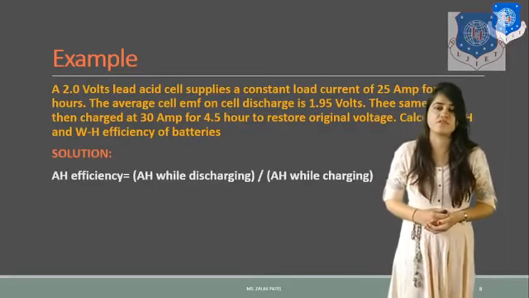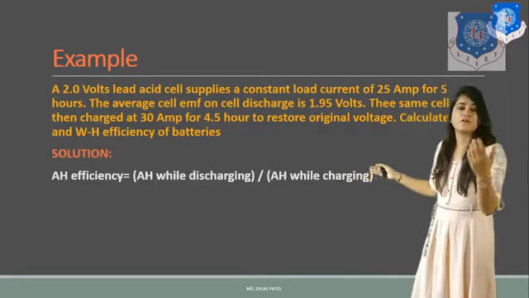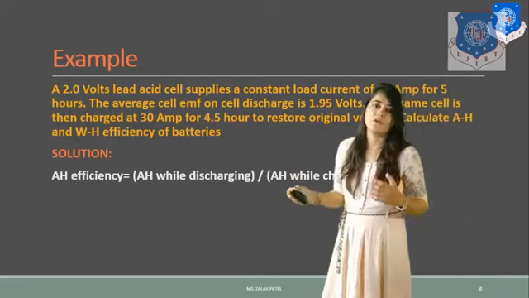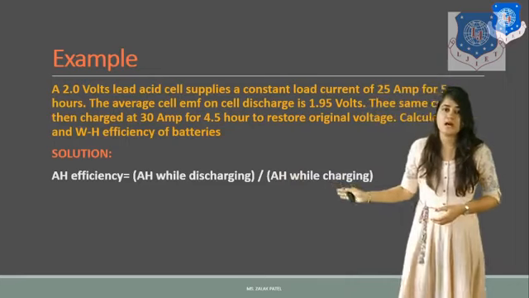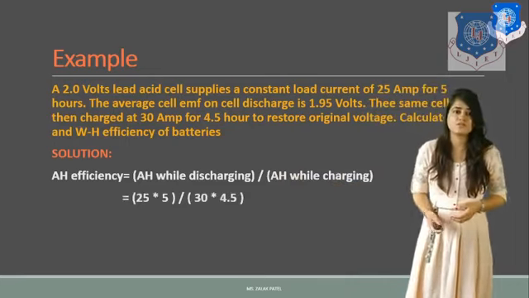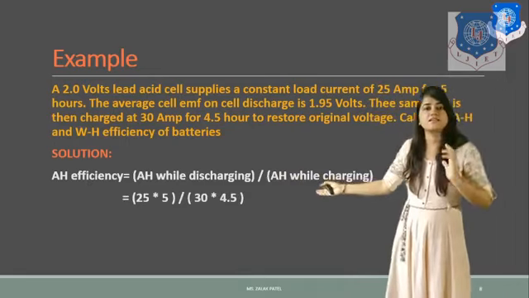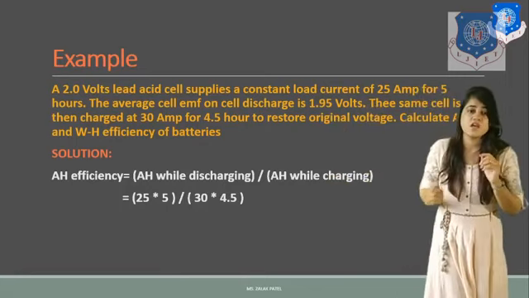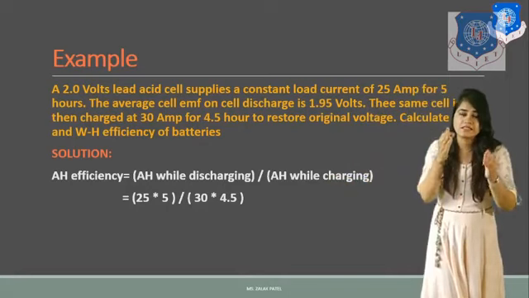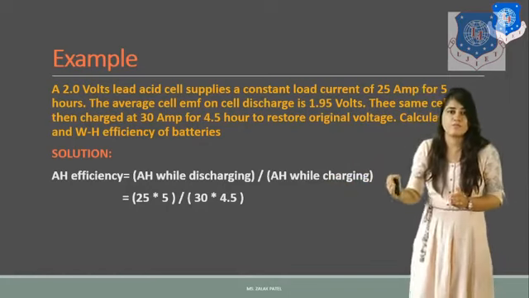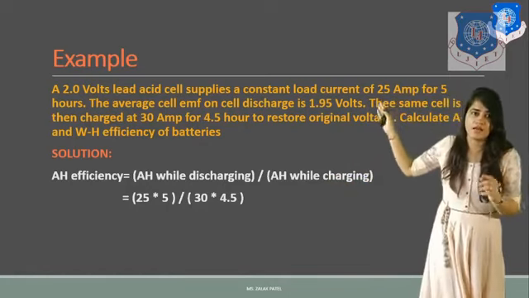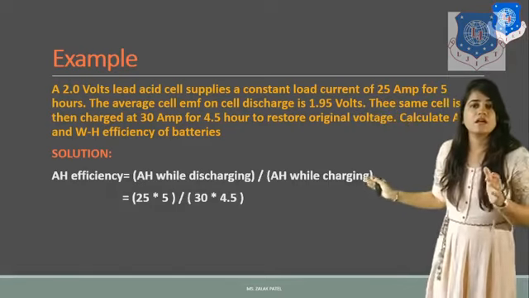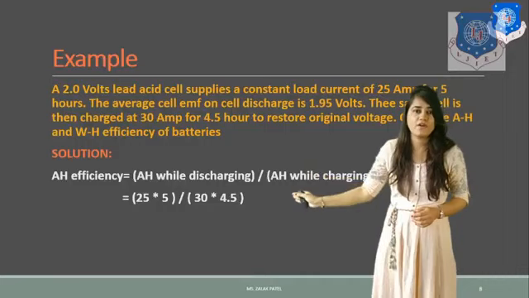First is ampere hour efficiency. The equation for it is ampere hour while discharging divided by ampere hour while charging. We have both the values, so let's put them in. Ampere hour while discharging is given as 25 ampere for 5 hours. Ampere hour means current into time. So 25 is the current value and 5 hours is the time value. So ampere hour is 25 into 5.